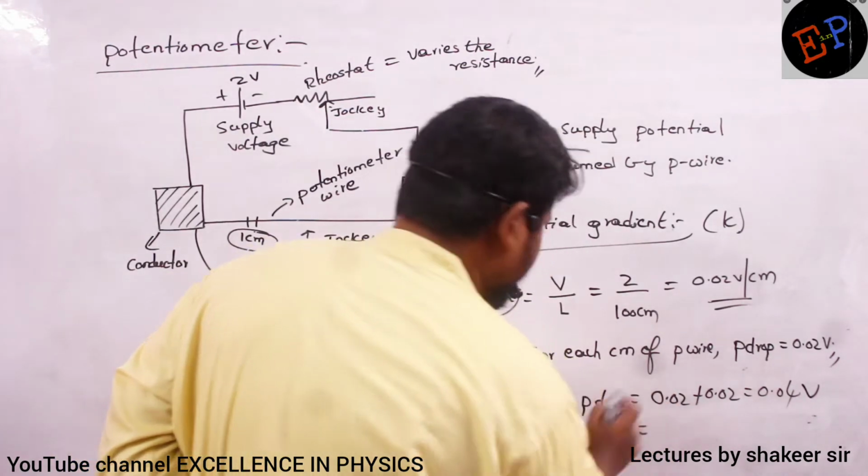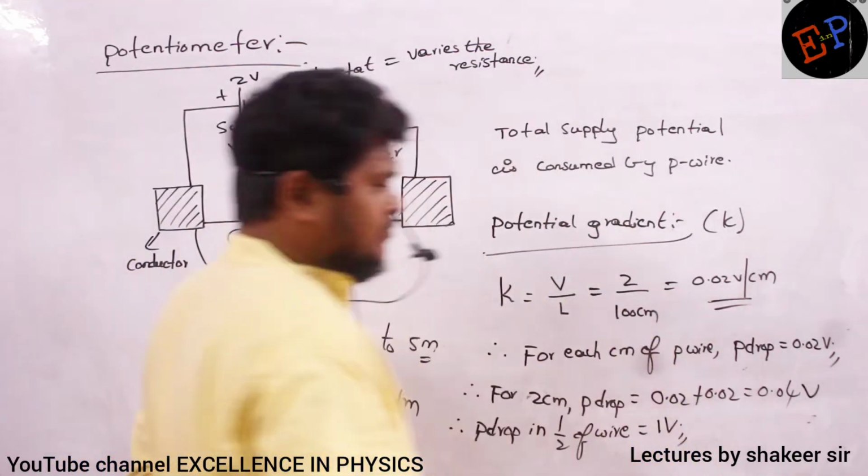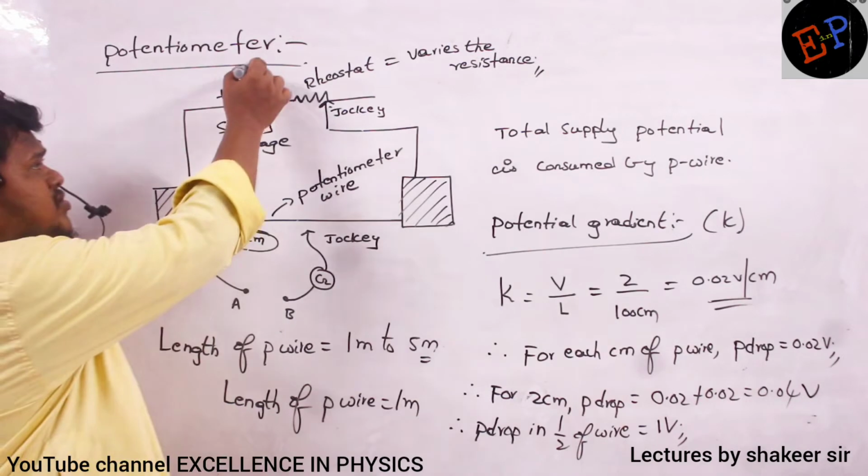Potentiometer in half of the wire? 1 volt. 1 volt, that's all. That is the meaning of this one. Why is it only 1 volt? Total supply is 2, no?